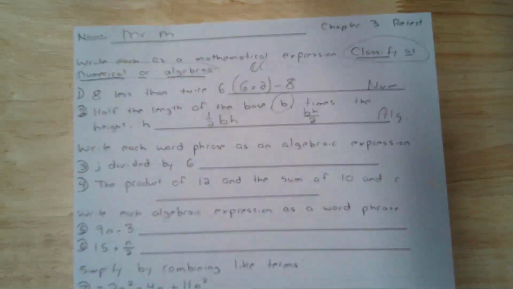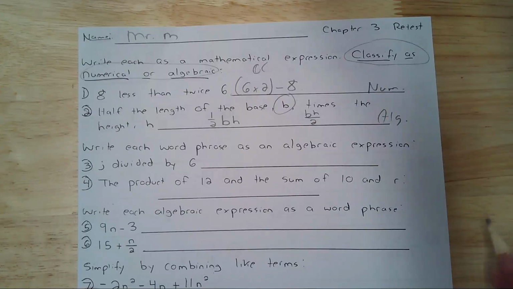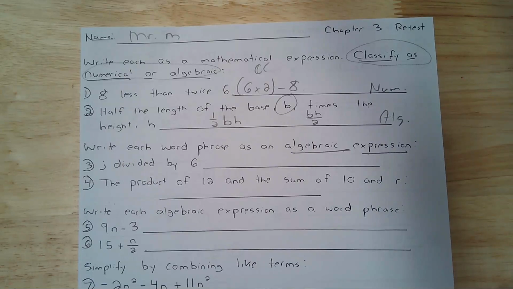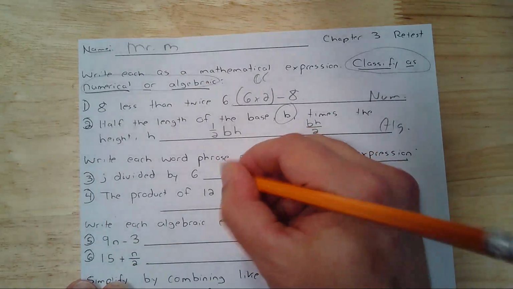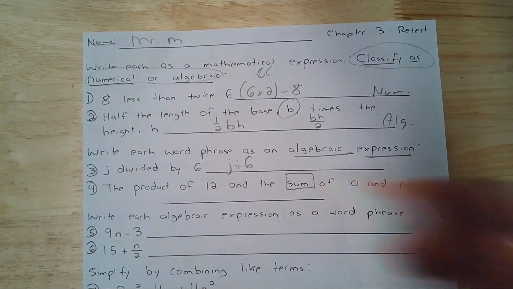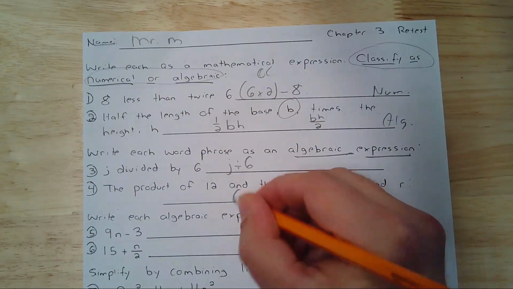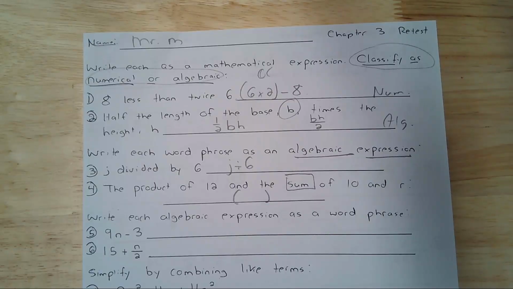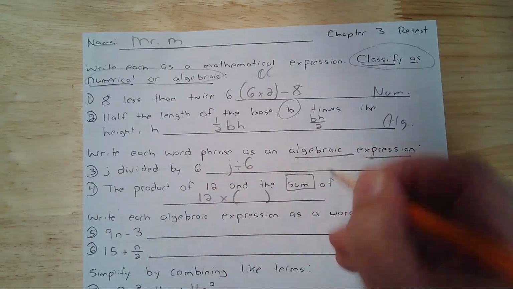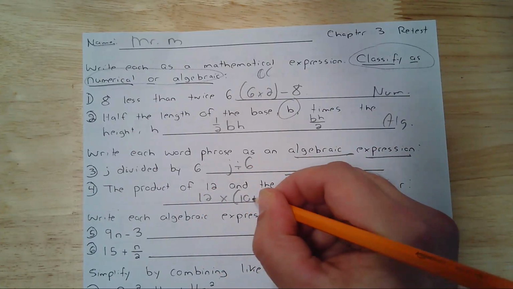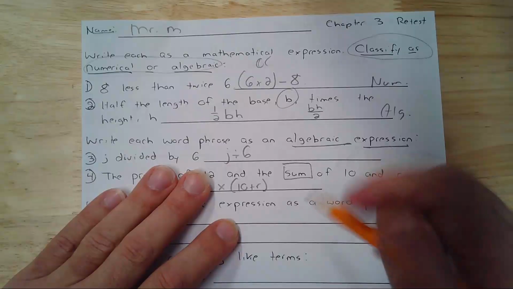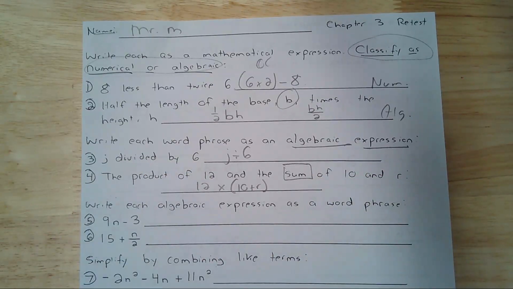Okay. Number 3, write the word phrase as an algebraic expression. So algebraic expression, you should have a variable in there. J divided by 6. I sure hope you got that. The product of 12 and the sum. Hopefully you remember when you use the word sum, it means the answer to an addition problem. So the product means I'm multiplying. What am I multiplying? 12 and the answer of 10 plus r. That's what it would be. So whenever you see the word sum or difference, make sure you got your brackets.